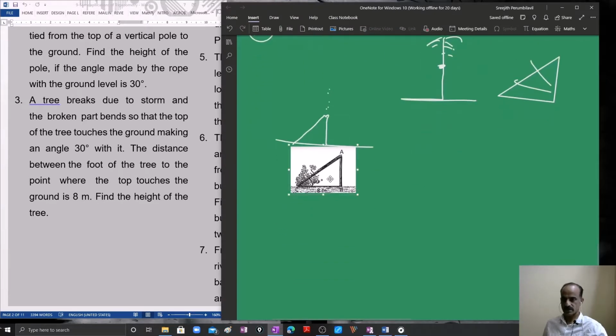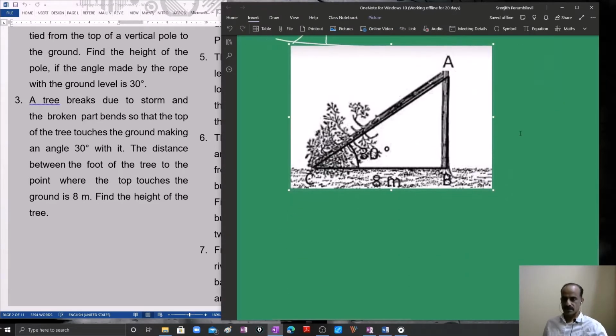Okay, let us look into this picture. There is a tree, it breaks down due to storm, and the distance between the foot of the tree and the point where it touches is given to be 8 meters. This is the tree, it touches the bottom at this point, and this is the angle. The tree touches the bottom and makes an angle of 30 degrees with it. The distance between the foot of the tree is 8 meters. Find the height of the tree.